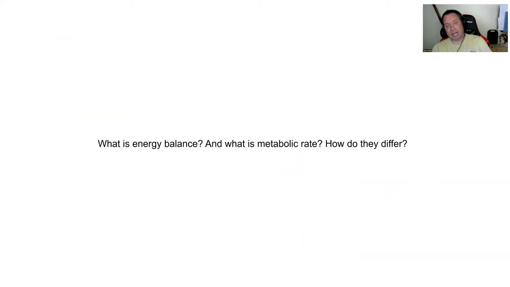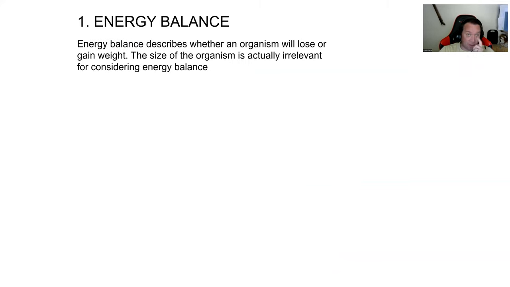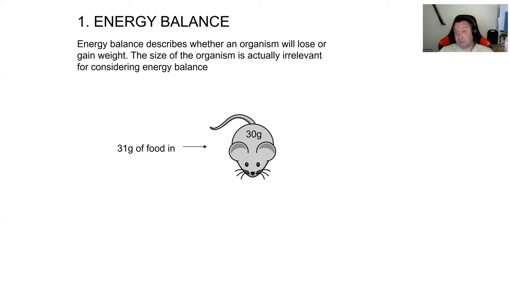So just a quick recap, what is energy balance and what is metabolic rate and how do they differ? Okay, so energy balance. Energy balance describes whether an organism will lose or gain weight, and the size of the organism is actually irrelevant for considering energy balance. We can think of a 30 gram mouse. If it eats the equivalent of 31 grams of food and it expends the equivalent of 30 grams of energy out, and this 31 grams of food is in mouse units, it will gain weight. It will become a 31 gram mouse because there is more going in than coming out.